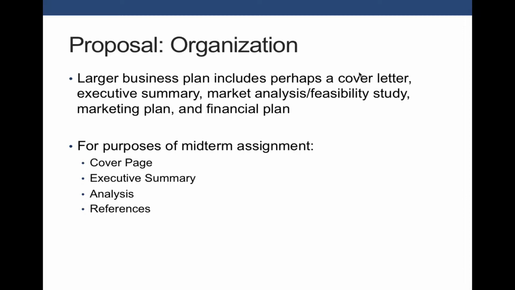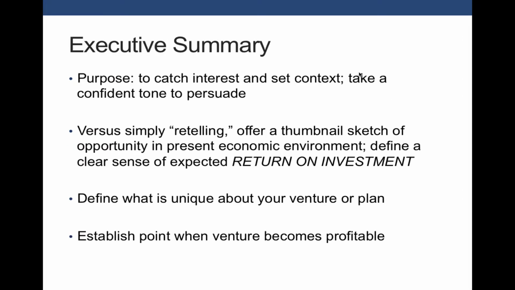So there are 4 pieces that you need to put together for your proposal if you choose this option. One is a cover page, and then an executive summary that you practiced last week, and then a business analysis, which kind of resembles the feasibility study you did within the groups, and then a references page for any references that you consult in the building of the proposal itself.